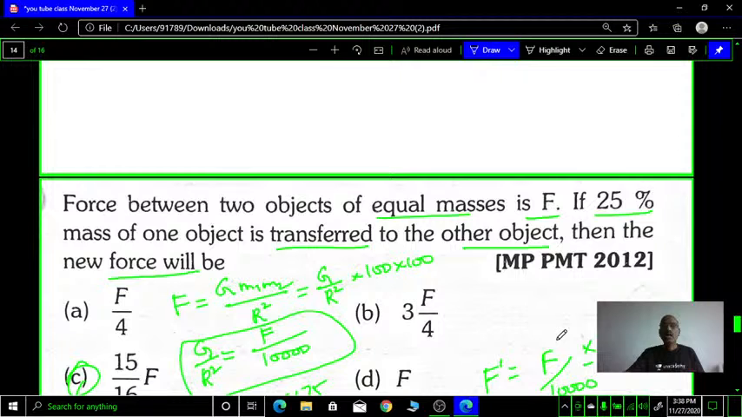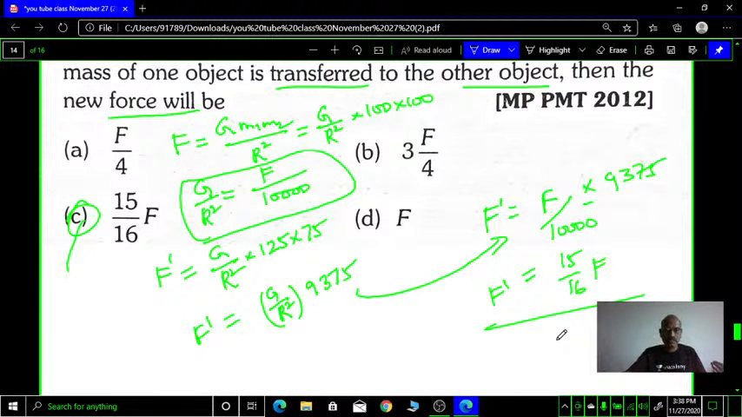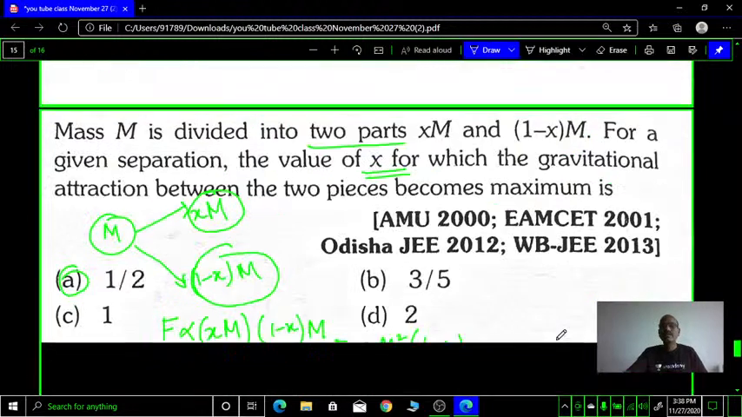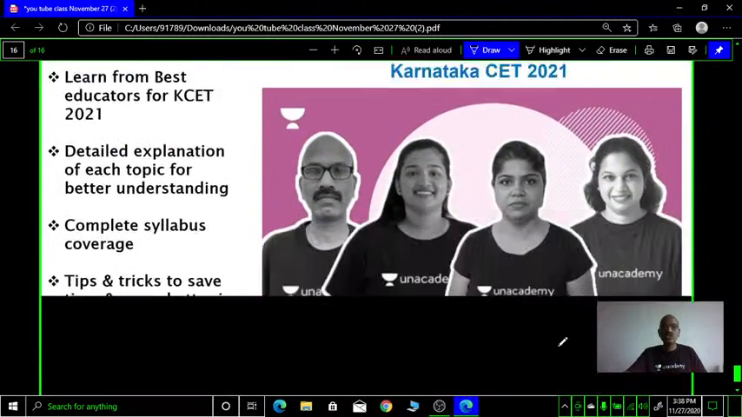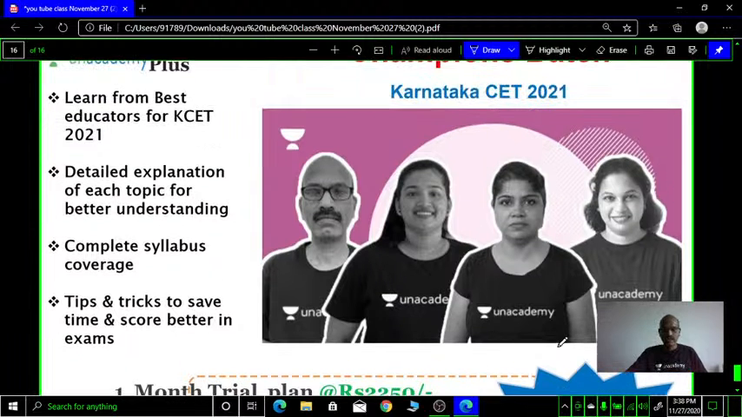So I hope today we learned the basic concept of gravitation involving Newton's universal gravitational law and the relation connecting small g and capital G. We will meet again in the next YouTube class with another important topic.